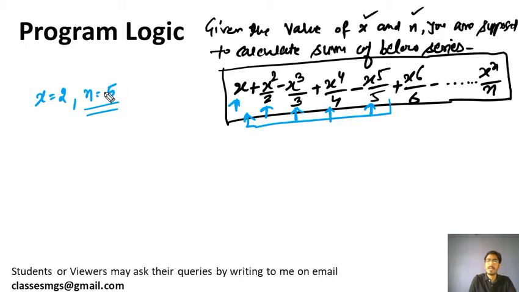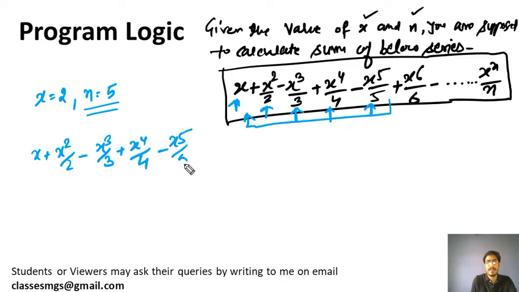So if n is 5, then up to the 5th term we need to put the value of x and solve. Up to 5 terms, the series is x plus x square by 2 minus x cube by 3 plus x4 divided by 4 minus x5 divided by 5. Since n is 5, we have taken up to 5 only. If n is 6, we need to take up to 6. If n is 7, we need to further calculate x raised to power n.